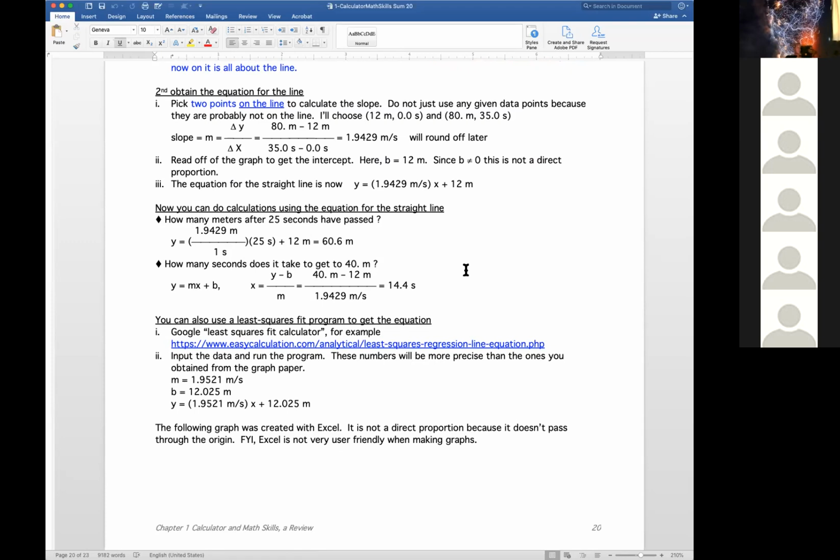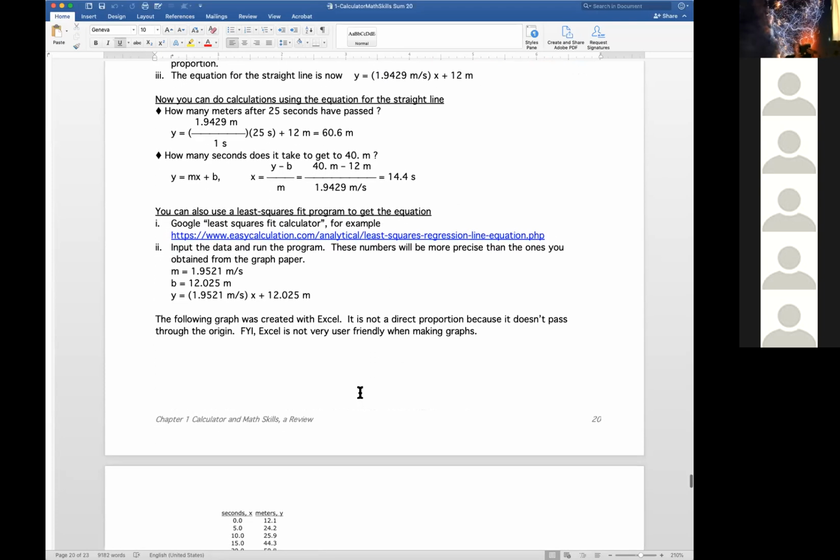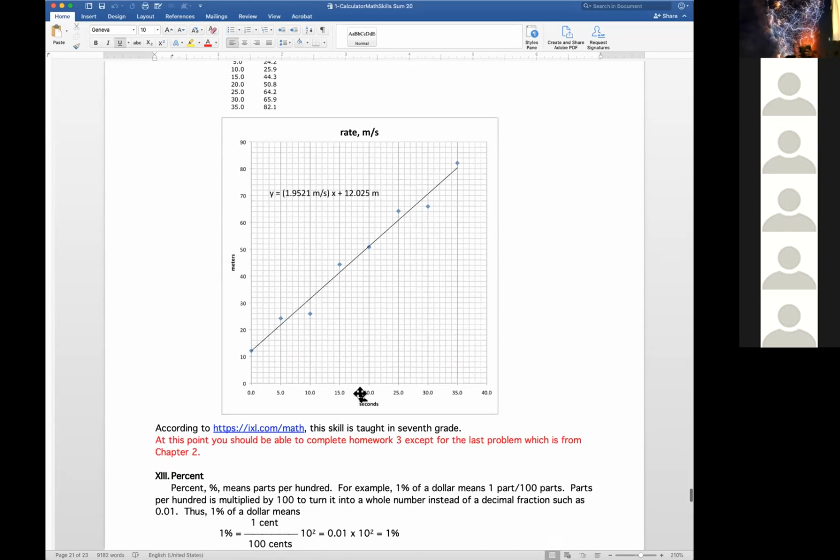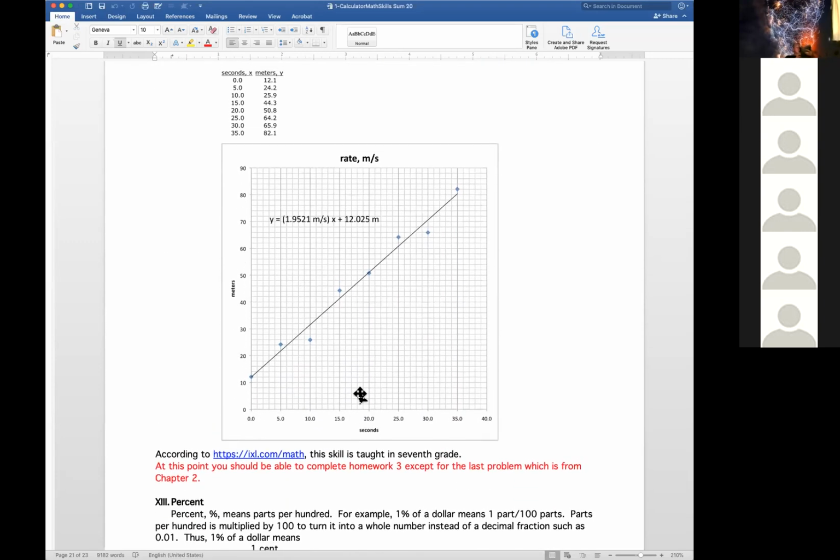So you also can do this with the least squares fit program, which is what I actually did here, I believe. But anyway, here's the data I got from the least squares fit program. And here's a graph that I did here. So at this point, you should be able to do homework 3. The graphing.